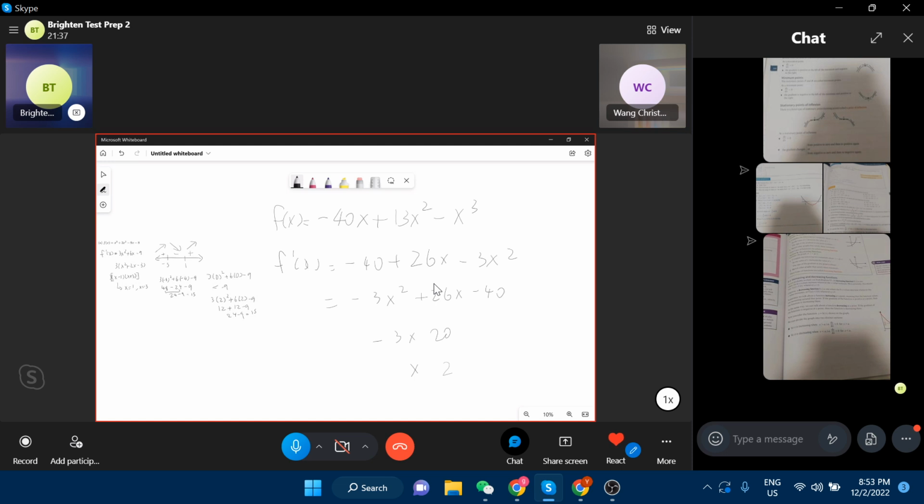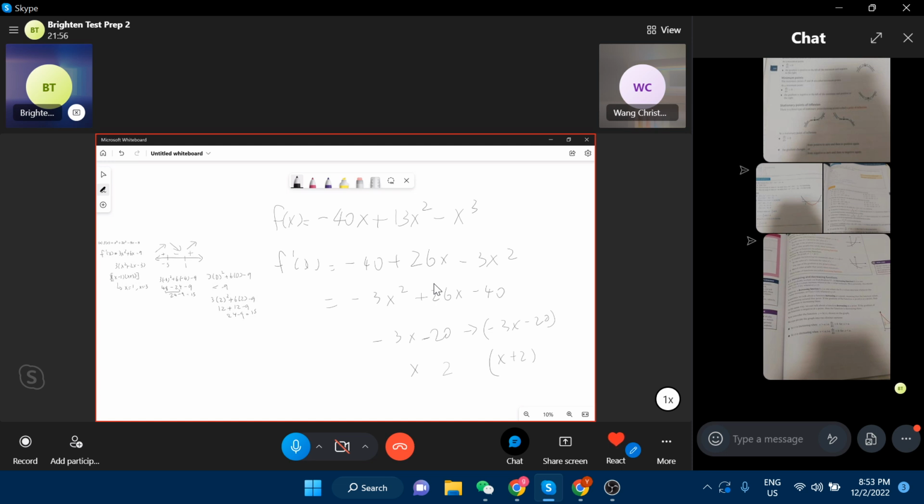And then, since it's -40, and that's already -6, this one would be negative here. So negative, negative is positive, right? So this would be -3x minus 20 and x plus 2. Is that what you got?